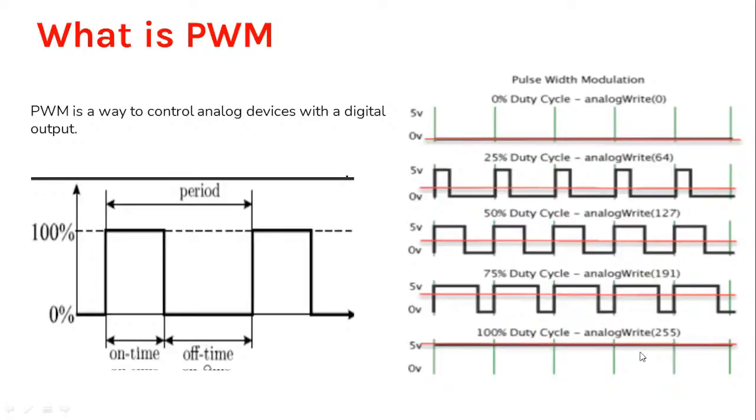Whereas in the pulse width modulation we are going to use, it is 10-bit, so the value will be up to 1024. 2 power 10 is 1024, whereas 2 power 8 is 256.